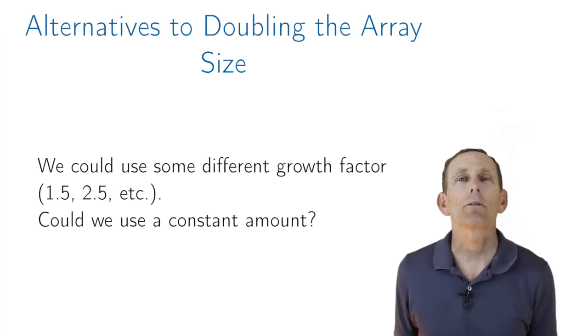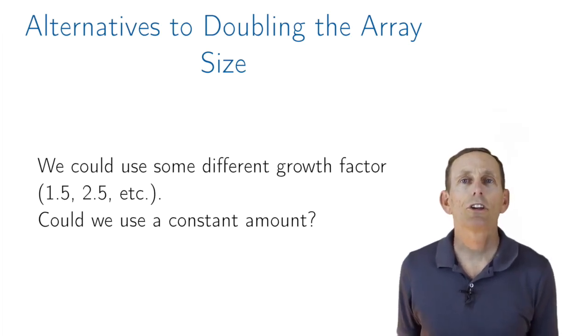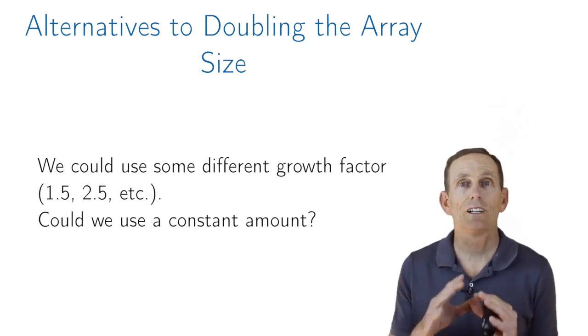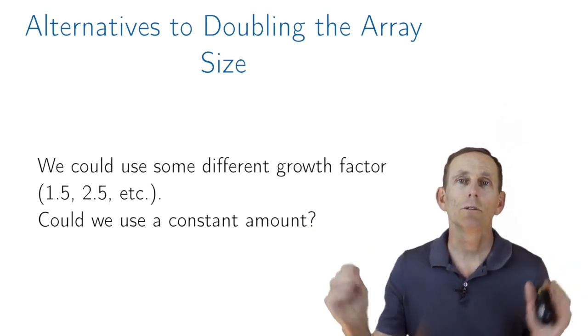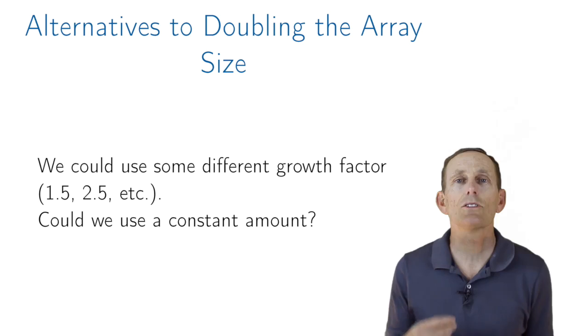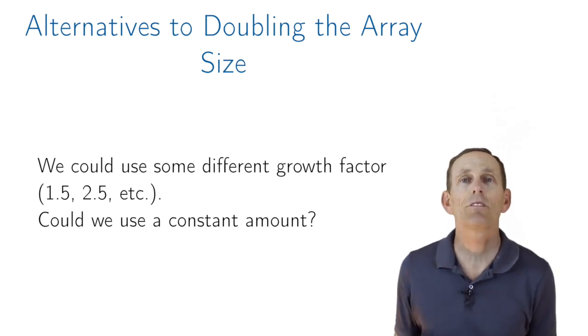Let's go back to the dynamic array. So are there alternatives to doubling the array size? We doubled each time. What happens if we didn't double? Well, we could use some different growth factor. For instance, we could use 2.5. So grow the array by more than 2, or grow the array by less than 2. As long as we use some constant multiplicative factor, we'd be fine.